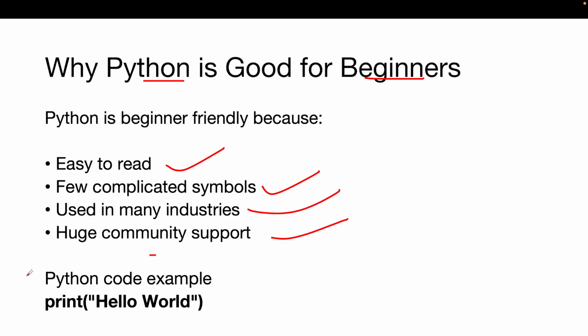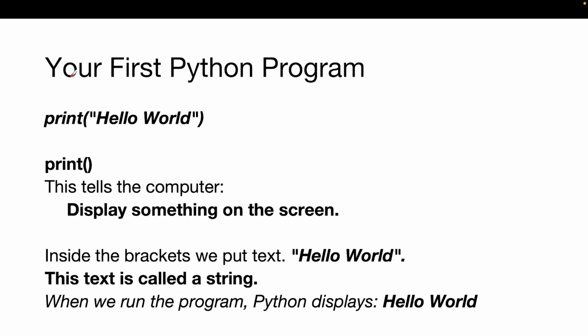So this is an example of Python code. We have print, we have parentheses, we have double quotes, and we have our text inside: hello world. This is an example of Python code. So this is our first Python program, and it's print hello world.